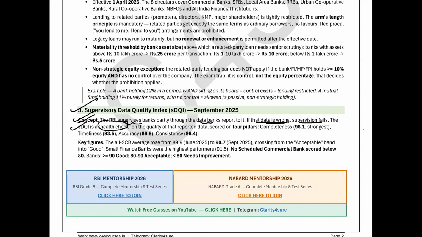Wherever you are having an A4 size paper, please note it down. SDQI is what? It is a health check. ठीक है? Health check for what? On the quality of the reported data that is given to RBI. Is it clear? So it is based on the 4 pillars.